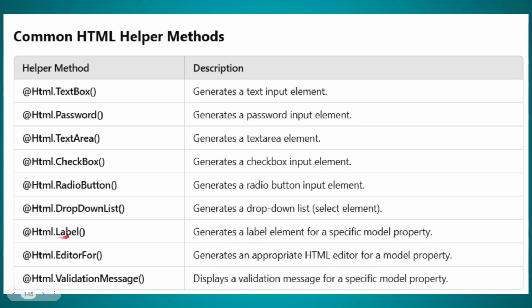@Html.Label generates a label element for a specific model property. @Html.EditorFor generates an appropriate HTML editor for a model property. @Html.ValidationMessage displays a validation message for a specific model property.